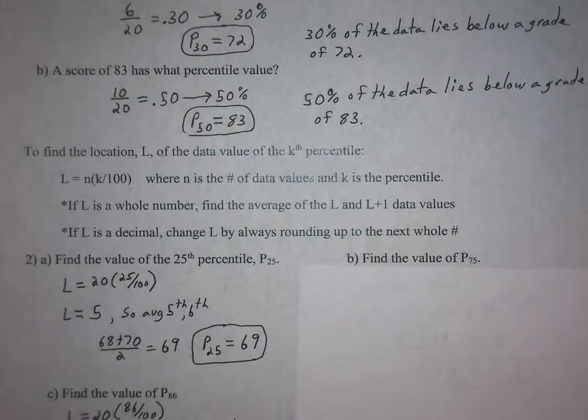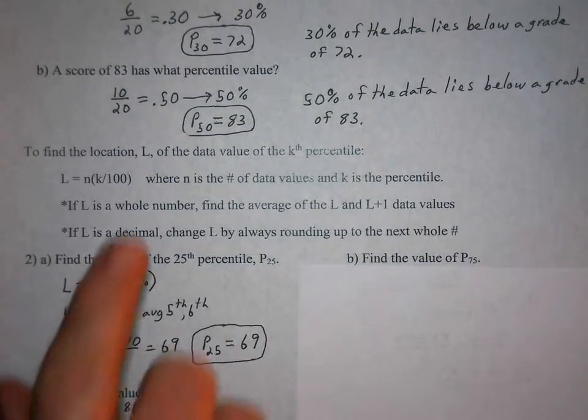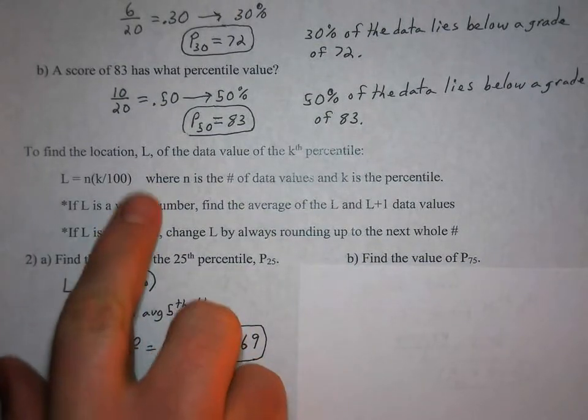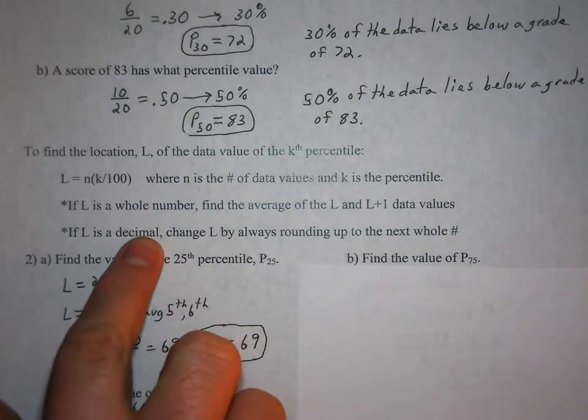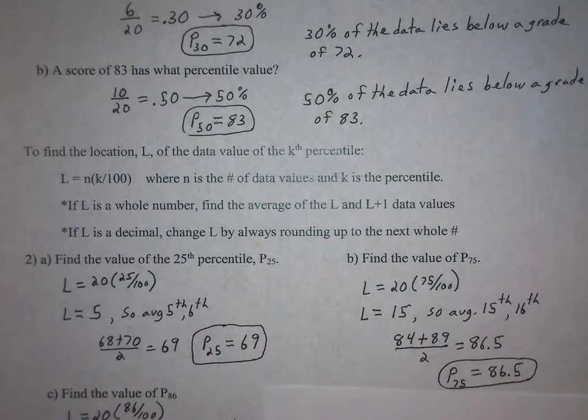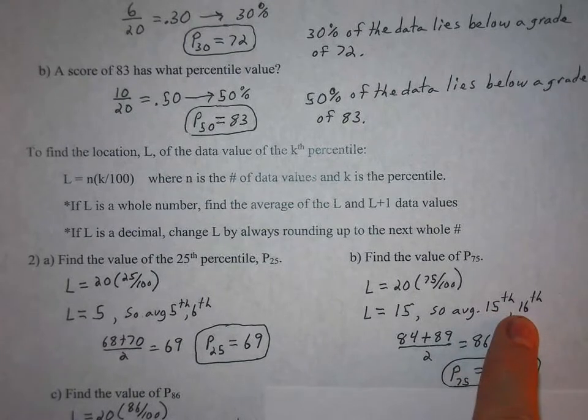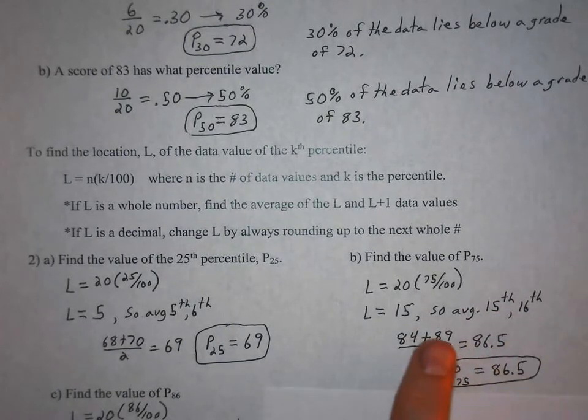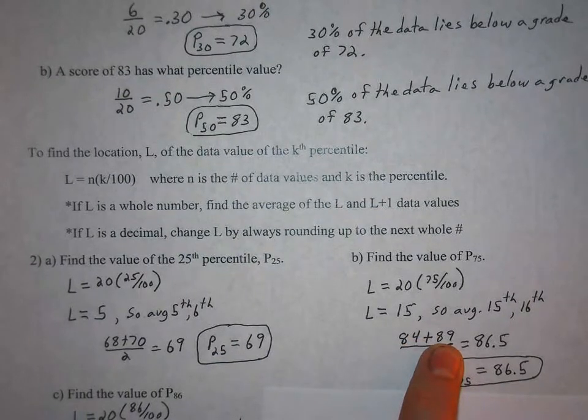Okay, find the value of P75. You can take a minute and pause the video, and I'm going to move on and show the answer, but the process is the same: doing the n times k over 100, and then following the directions. So I'll show the answer. This one you end up with L equals 15. So you average the 15th and 16th data value. The 15th value was 84, the 16th was 89. They averaged 86.5.